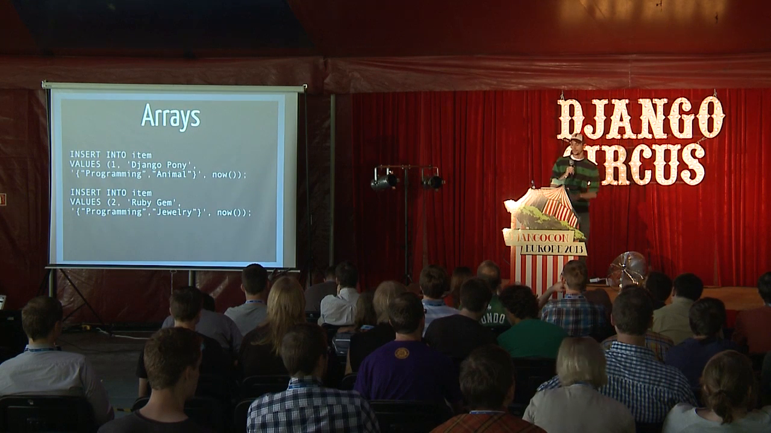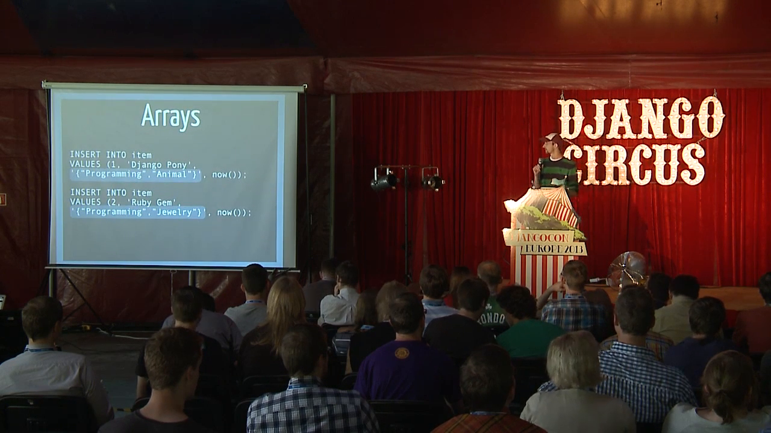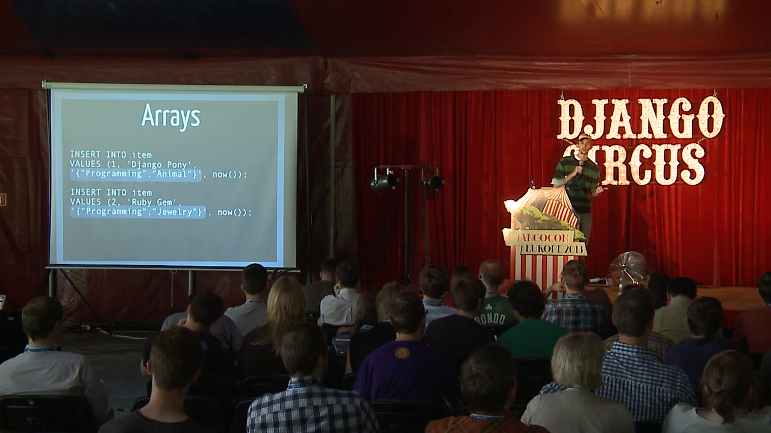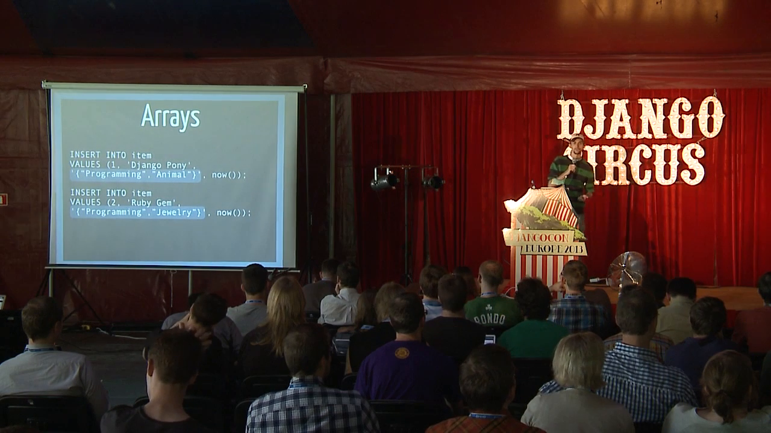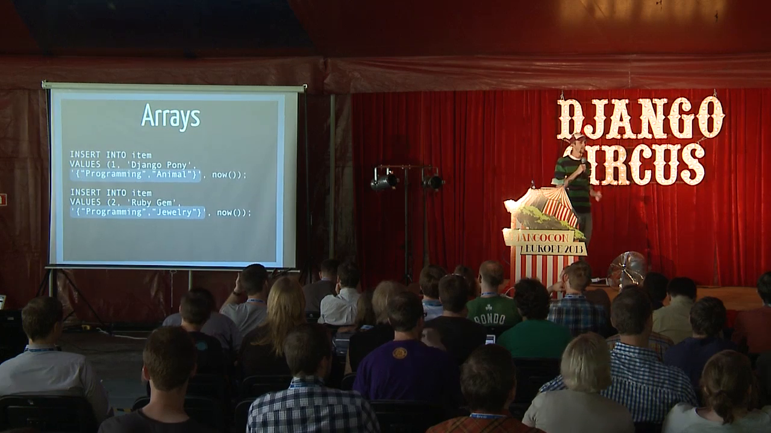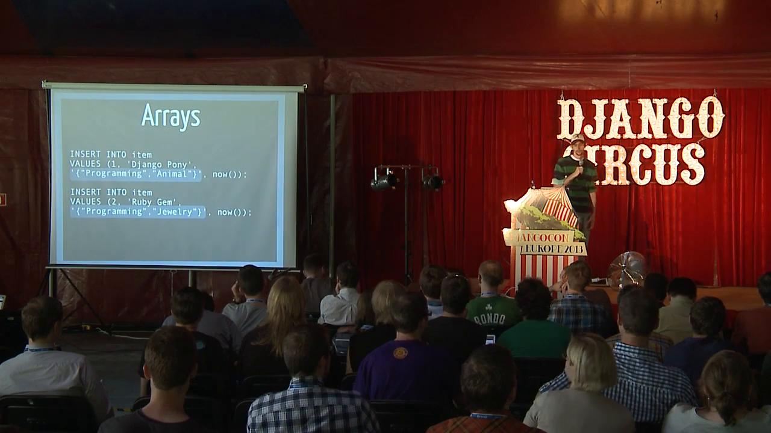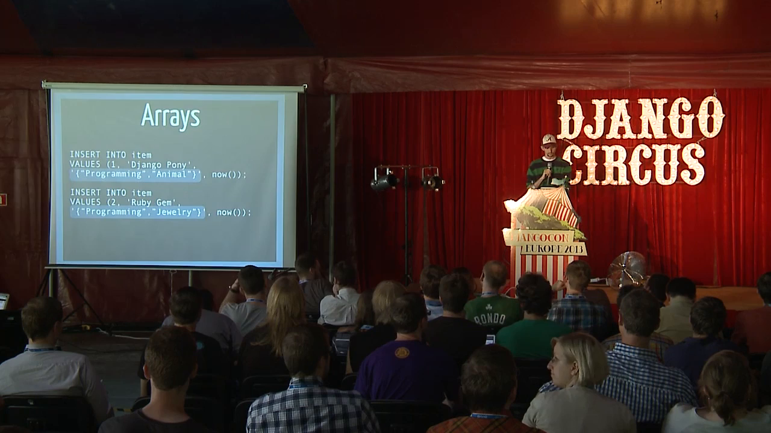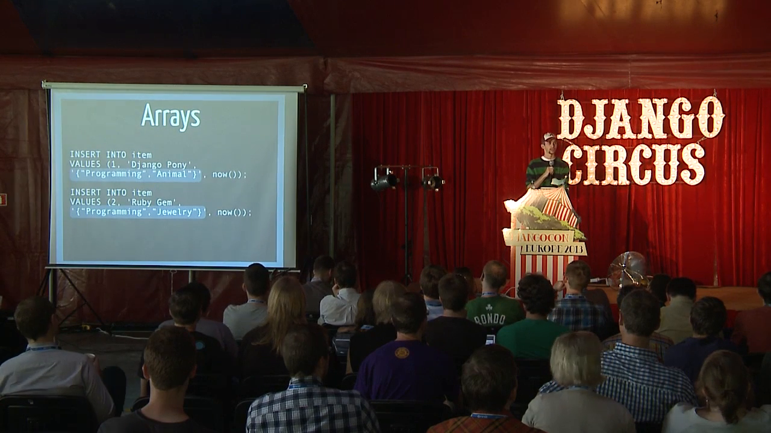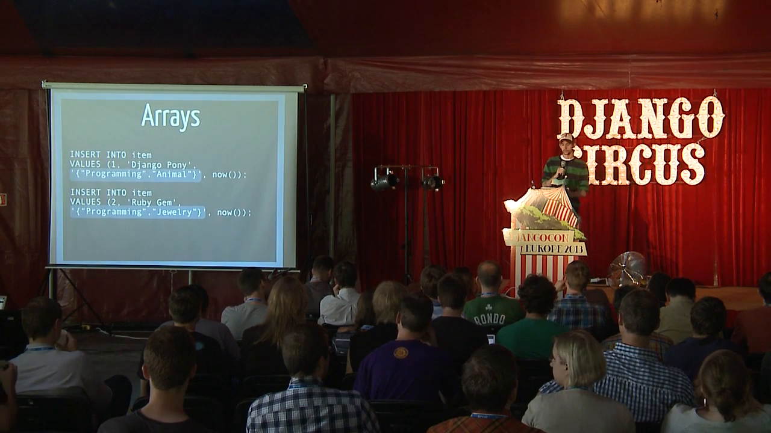From here, I can insert values into that. So I can insert something like, the Django pony is something you can buy, and a Ruby gem is something you can buy, and tag them with programming, one with jewelry, one with animals, right? Pretty straightforward. But how do you do this in Django?